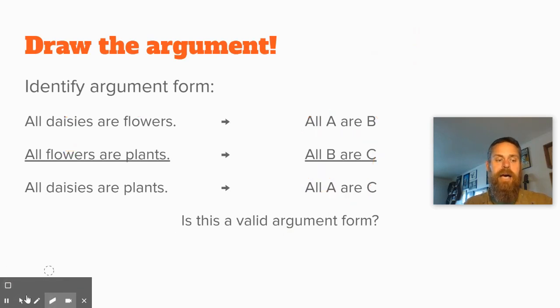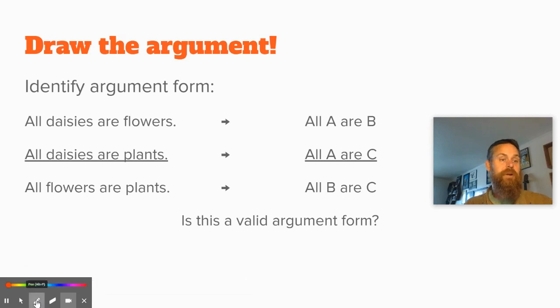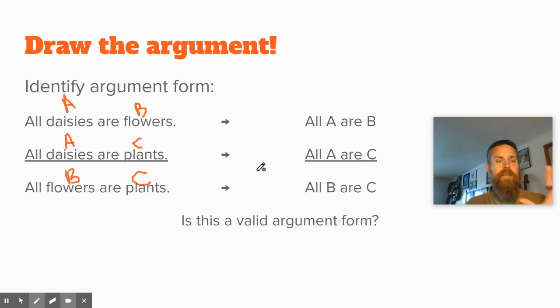Okay, so let's look at another example and test it the same way. I'm using the same variables here, right? I've just put them in a slightly different order. So this time I'm saying all daisies, A, are flowers, which is B. I'm saying all daisies, A, are plants, which is C. And what I'm concluding is all flowers are plants. All right, that sounds pretty good to me, but I don't want to be confused by what I think I know about daisies and flowers, because what I'm trying to do is evaluate the form of the argument.